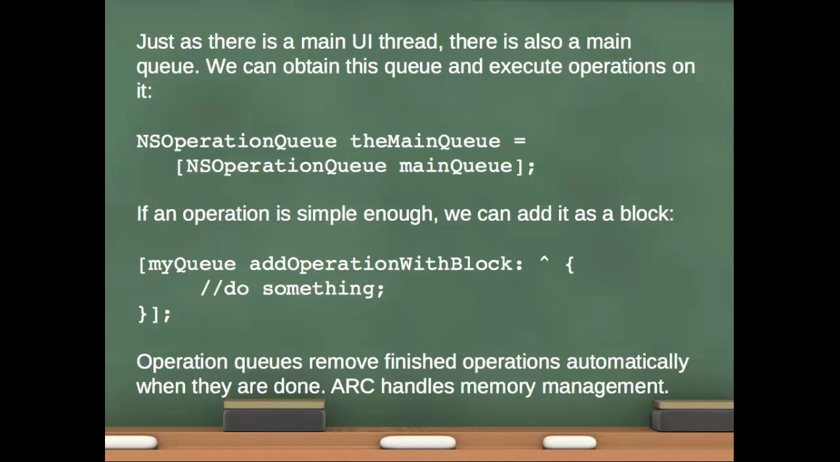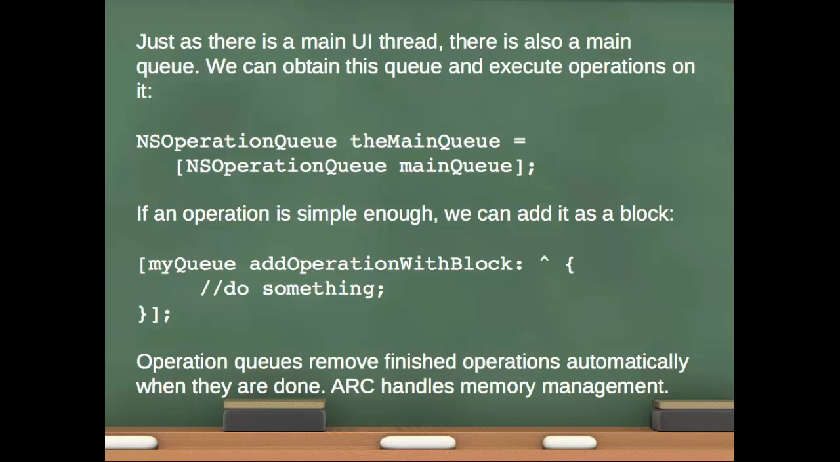Finally, if an operation is simple enough, we can add it to the operation queue just as a block. We do that by sending the addOperationWithBlock message to a queue. We can just declare the block here, or we could have a block variable someplace else, and then this would do something. So this is kind of mixing those technologies as well. This is using a Grand Central Dispatch block and adding it to an operation queue to be performed concurrently.